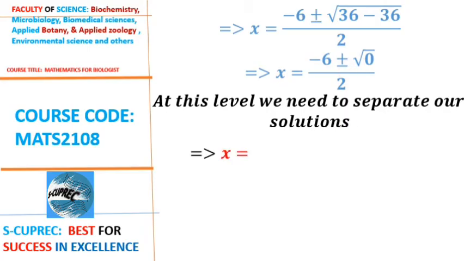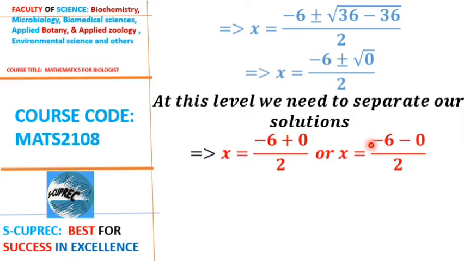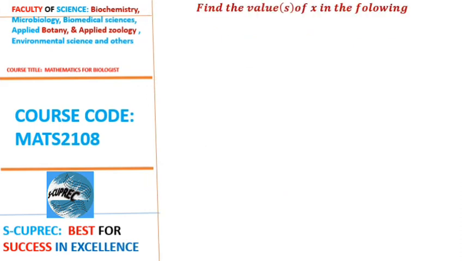Our first solution will be negative 6 plus 0 divided by 2, or negative 6 minus 0 divided by 2. We use the plus, or we use the minus. If we simplify, negative 6 plus 0 divided by 2 gives us minus 3. And if we simplify negative 6 minus 0 divided by 2, we have x equals minus 3. So they are double roots.